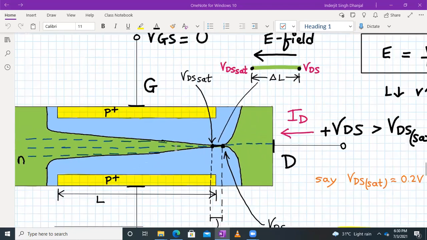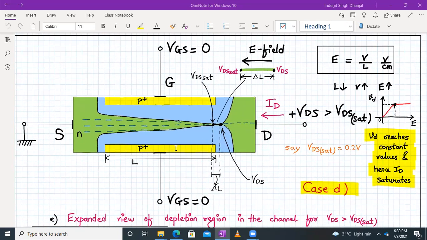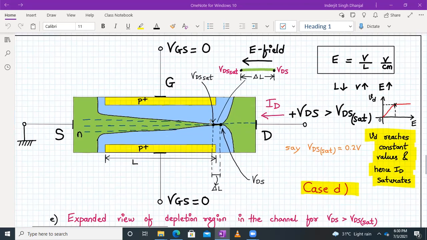So let's start. Please concentrate over here. The electrons will move through the n channel from the source and are injected into the depletion region, where they are subjected to a very powerful electric field. Now see what happens over here.